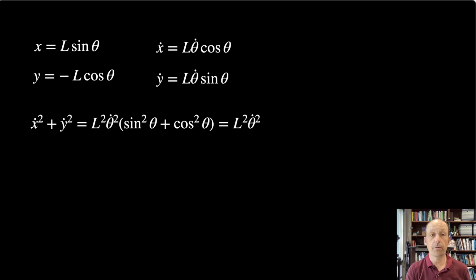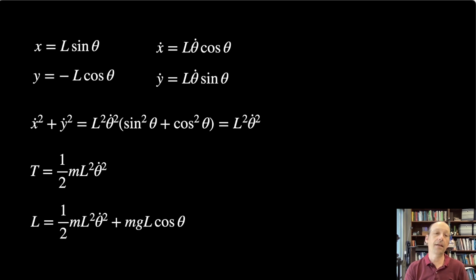Now I can square both these terms and add them together. And it's not too difficult to see that they both have an L squared theta dot squared that factors out, and I get cosine squared plus sine squared, which is 1. So the x dot squared plus y dot squared is L squared theta dot squared. That's pretty nice. So this gives me my kinetic energy, 1/2 mL squared theta dot squared, which does have the same units as real kinetic energy, and you could write this in a lot of different ways. And then my total Lagrangian would be kinetic minus potential. Potential's negative, so I get a plus there.